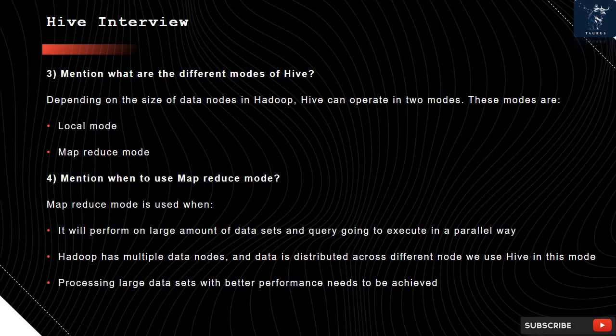4. Mention when to use MapReduce mode. MapReduce mode is used when it will perform on a large amount of data sets and the query is going to execute in a parallel way. Hadoop has multiple data nodes, and data is distributed across different nodes. We use Hive in this mode when processing large data sets with better performance needs to be achieved.